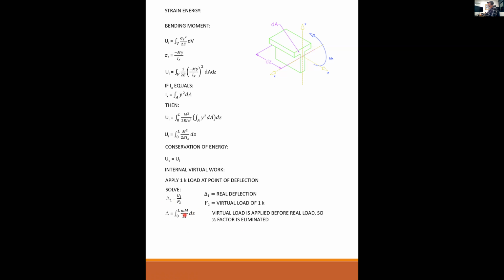Now, to your question, little m is the moment due to a virtual load. Capital M is the moment due to the real load. So little m is the moment due to the virtual 1 kip as a function of x. Capital M is the moment due to the real load as a function of x.